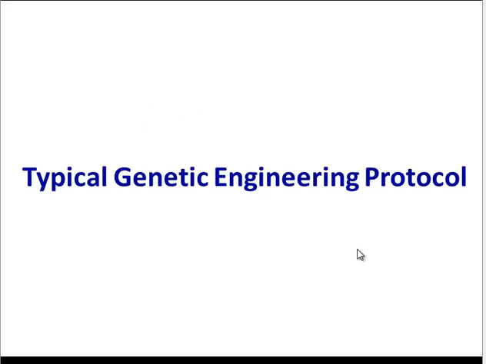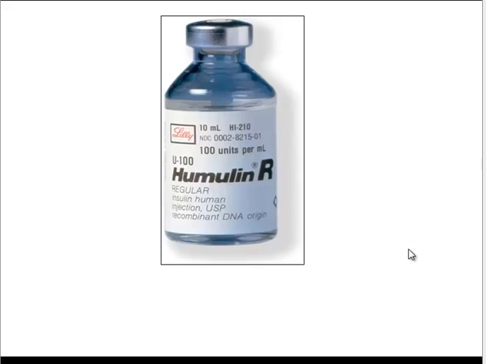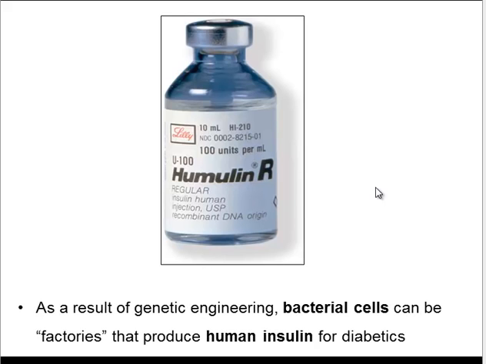And we're going to use a particular example, a very commonly used example of genetic engineering. And this example involves the use of bacteria to be human insulin factories. That's right, because of genetic engineering, we can make bacterial cells produce insulin that's not bacterial insulin, that's human insulin. And then we can bottle that insulin and give it to diabetics.